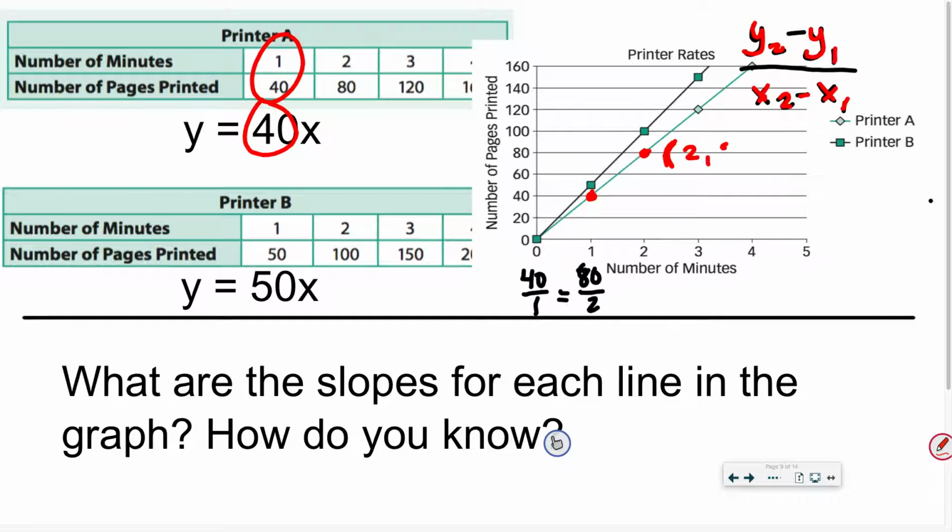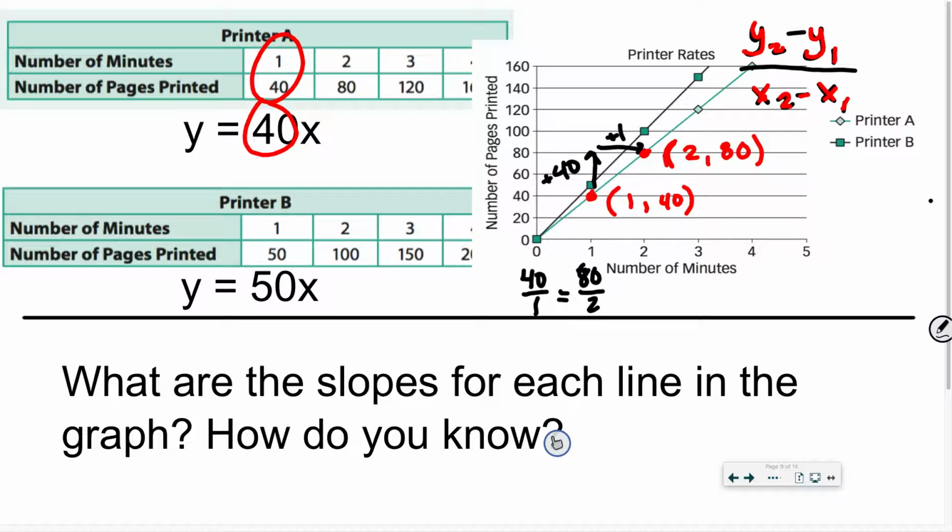2 and 80. And what's the coordinate here? 1, 40. So if you were talking about your rise over run, some students might see this and say, well, I'm going up from 40 to 80, so I'm going up 40. And I'm going over from 1 to 2, so I'm going over 1.